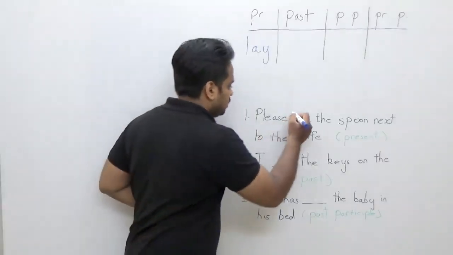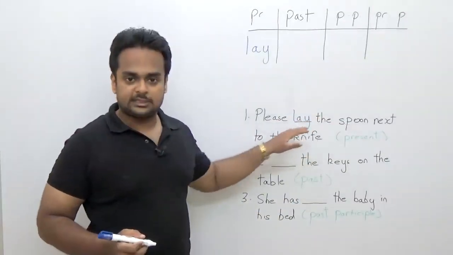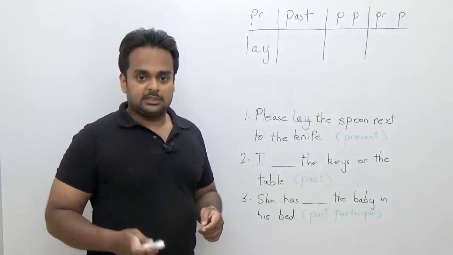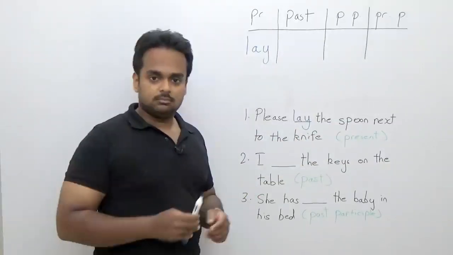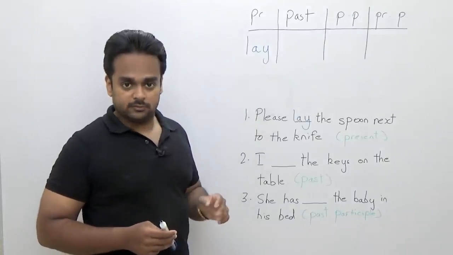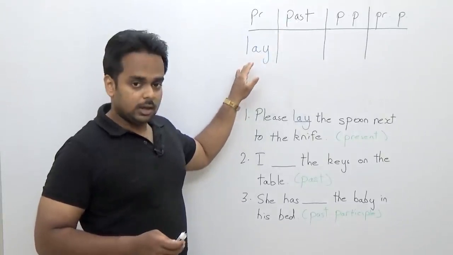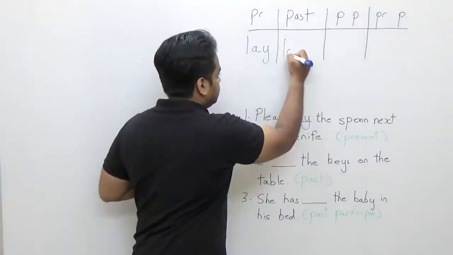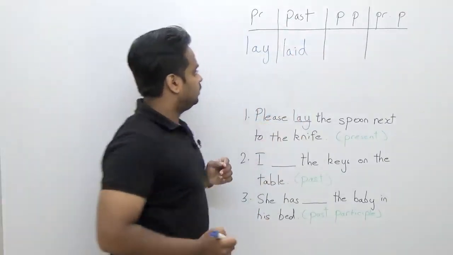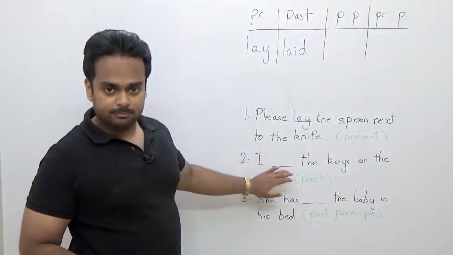Please lay the spoon next to the knife. That means please take the spoon and put it gently next to the knife. Okay, so that's the present tense form of the verb. Now, the past tense form of the verb lay is laid, as in this example.